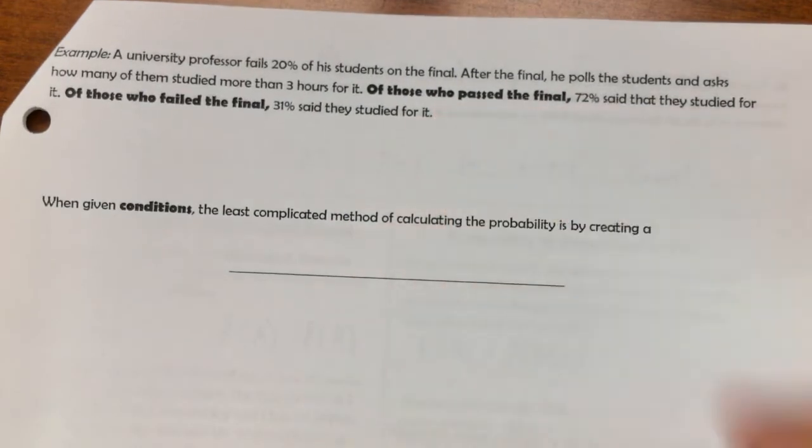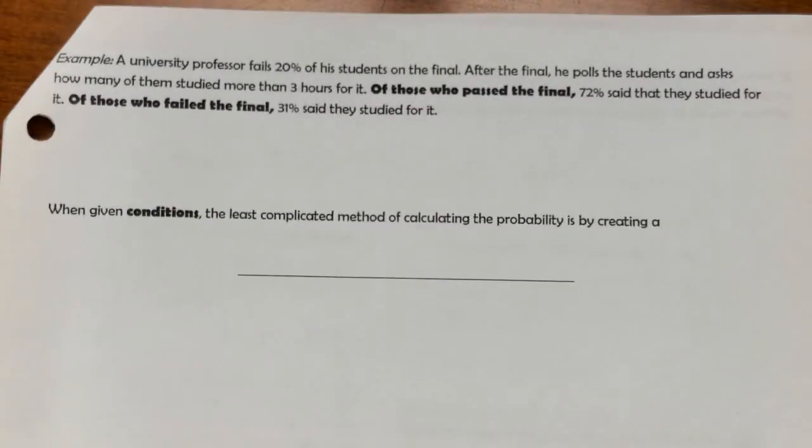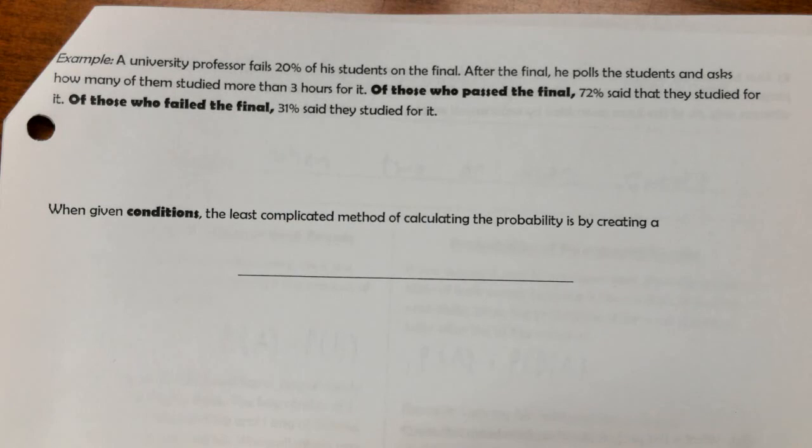All right, let's take a look at one more example together, and then I'll let you work on the one on the back on your own. So, a university professor fails 20% of his students on the final. After the final, he polls the students and asks how many of them studied more than 3 hours for it. Of those who passed the final, 72% said that they studied for it. Of those who failed the final, 31% said that they studied for 3 hours or more.